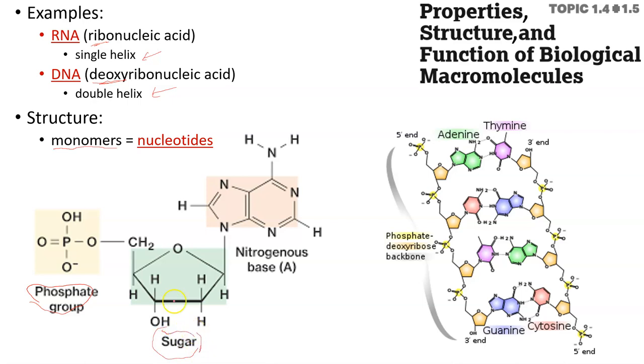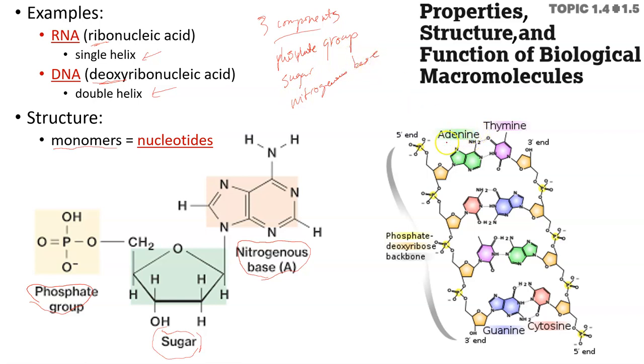The third part of a nucleotide is the nitrogenous base. These are the three components. You need to know the three components of a nucleotide. That is something that is very important. Three components. I'll even write them again. They're so important. Phosphate group. Sugar. And a nitrogenous base.